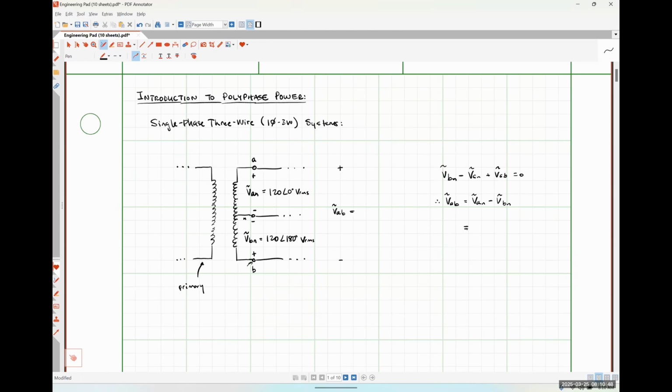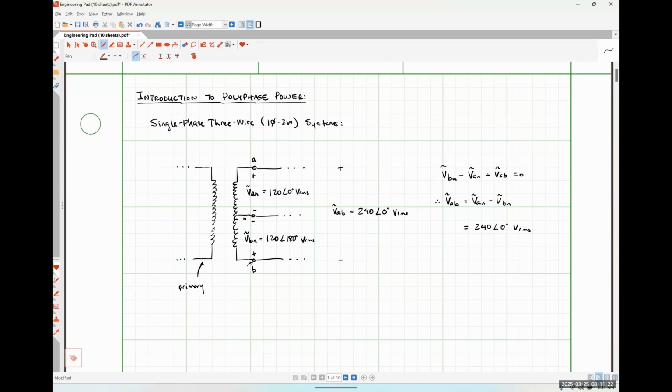It should be 240 angle 0. So 240 with an angle of 0 degrees volts RMS. Because essentially what we're doing is we're saying 120 minus negative 120 is positive 240. So the voltage measured between the outside terminals in this single phase 3-wire system is going to be 240 angle 0 degrees volts RMS.